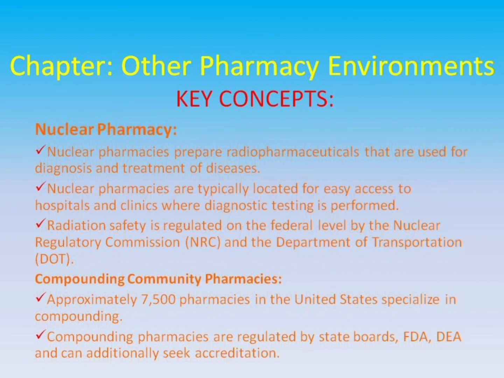Nuclear pharmacy. Nuclear pharmacies prepare radiopharmaceuticals that are used for diagnosis and treatment of diseases. Nuclear pharmacies are typically located for easy access to hospitals and clinics where diagnostic testing is performed. Radiation safety is regulated on the federal level by the Nuclear Regulatory Commission or NRC, and the Department of Transportation or DOT. Compounding community pharmacies. Approximately 7,500 pharmacies in the United States specialize in compounding. Compounding pharmacies are regulated by state boards, the FDA, the DEA, and can additionally seek accreditation.